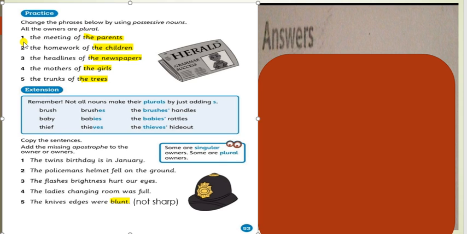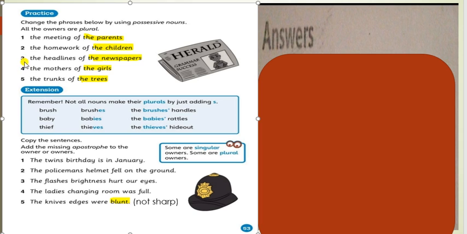Okay, so let's look at the first one, number 1. We have the meeting of the parents. So the parents are the owner. It's a plural noun with s. So we are going to say the parents' meeting, and we put the apostrophe after the s. Number 2, the homework of the children. We find that the word children is the owner, and the noun here is a plural noun without s. So we're going to put the children's homework, with apostrophe s.